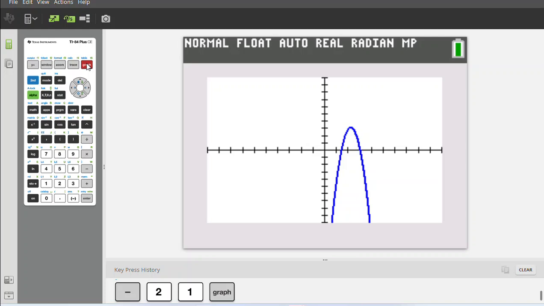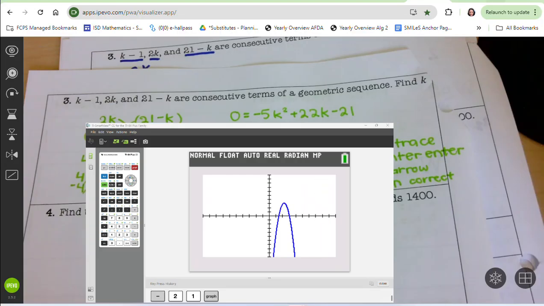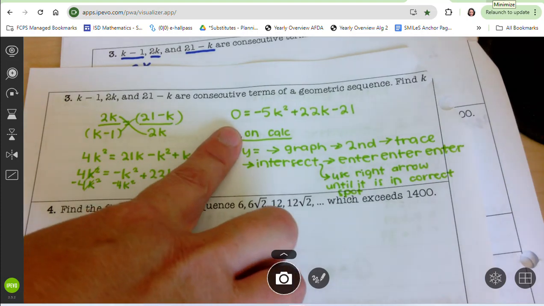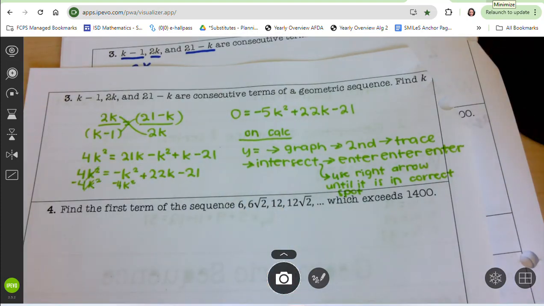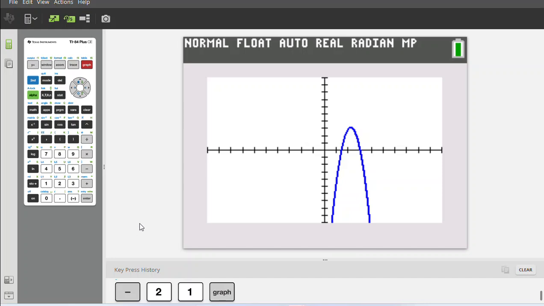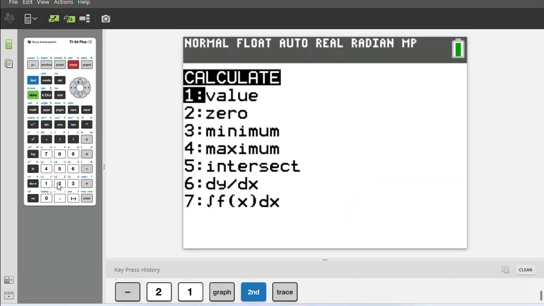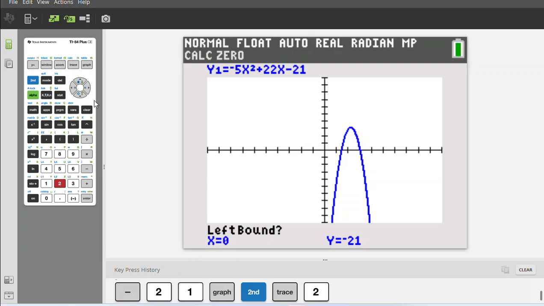Now, what we want to know is where the answers are 0. The answers are 0 at the x-intercepts. So we're finding something different. We're finding the zeros this time. Go back to your calculator. Press second, trace, and number 2, zero. Go ahead.